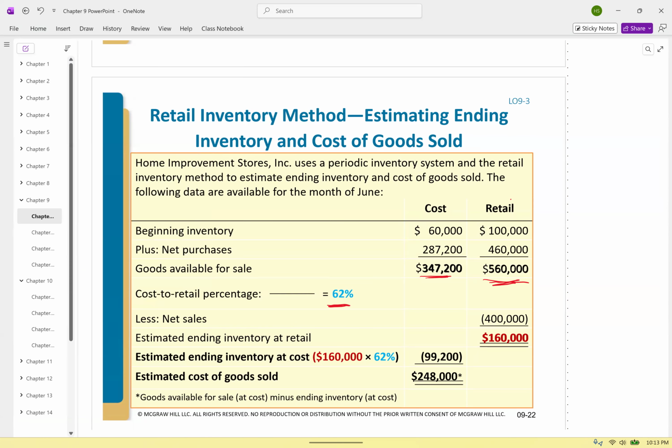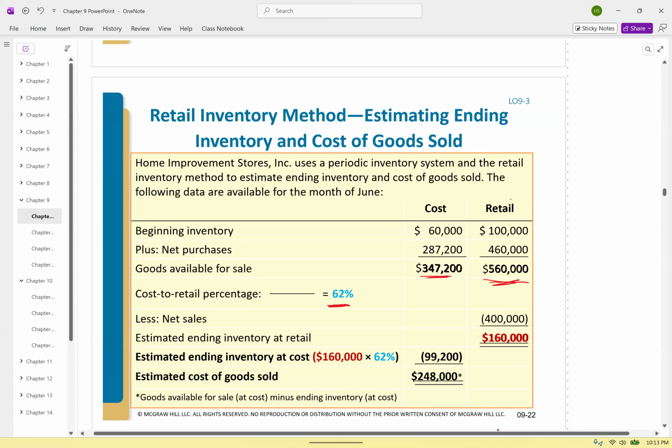Okay. So then we're going to take that cost to retail. Our net sales was 400,000. Our estimated ending inventory at retail is 160. And we want to figure out cost because remember, we've got it in our system as retail, but that's not what we can do financial statements as. It has to be cost. So now we have an estimated ending inventory.